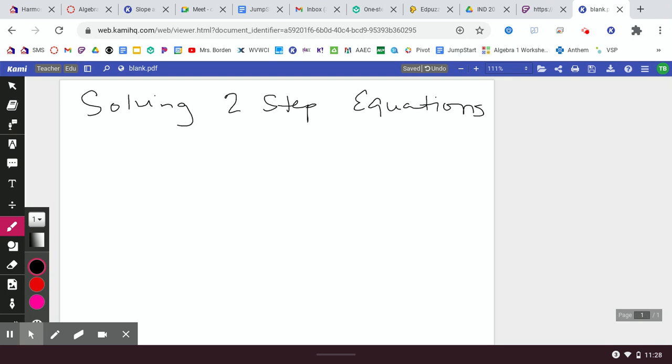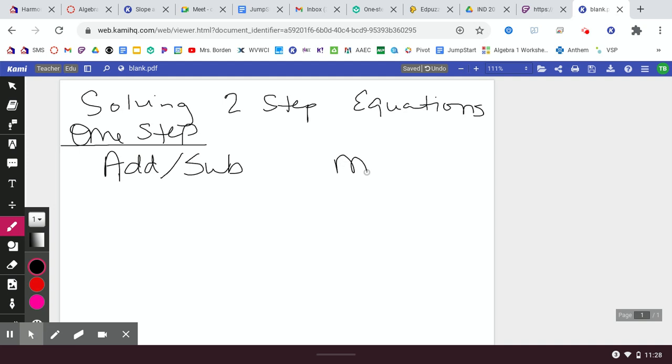So as just a blip review, okay, the assignment we just finished was one-step equations. So you're either going to add or subtract to get your variable alone, or this is with one step, okay? This is kind of a review. This is with one-step equations. Add, subtract, or multiply and divide to get your variable alone.